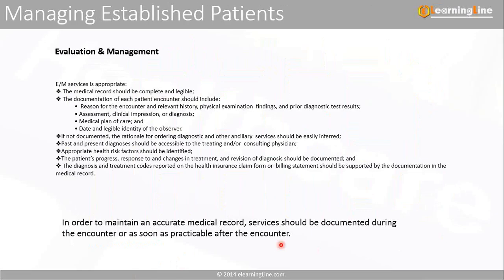Past and present diagnosis should be accessible to the treating or consulting physician. Appropriate health risk factors should be identified. The patient's progress, response to and changes in treatment, and revision of diagnosis should be documented. These are self-explanatory, very simple English. The diagnosis and treatment code reported on the health insurance claim form or billing statement should be supported by the documentation in the medical record.